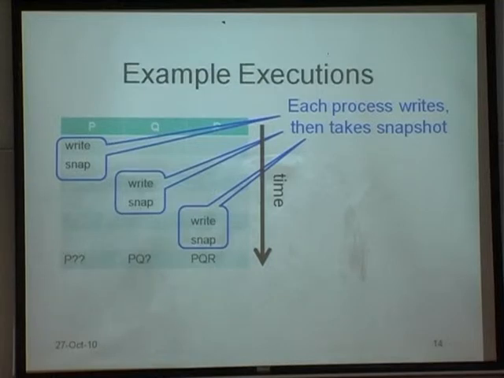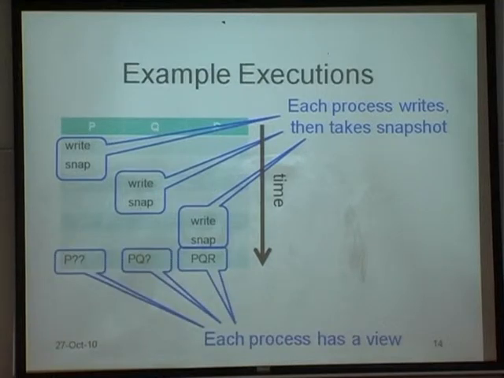And at the end of this, each process has a view of what happened. Here, P went first, it does a write and takes a snapshot. Nobody else has written anything, so it sees only itself. Here, Q does a write and takes a snapshot, and it sees both P and Q, so its view is P and Q. And then, of course, R, which comes last, sees everyone. So this is one possible execution in this model. Now we're going to play some games with this and move things around and see what happens.